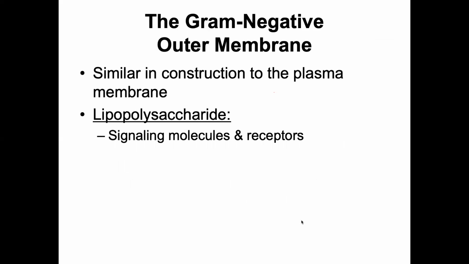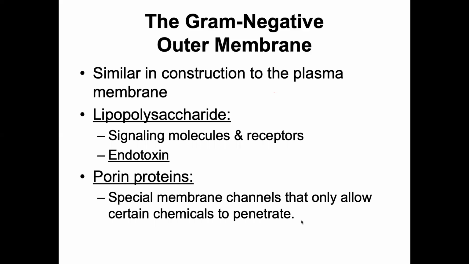So the gram-negative outer membrane is similar to the plasma membrane. There are lipopolysaccharides here that can serve as receptors. There's endotoxin that can be here. Endotoxin is something that produces disease that is actually attached to the bacteria itself. And porin proteins, which are membrane channels that only allow certain chemicals to get through. Okay, so here we have another barrier to stuff getting into the cell.